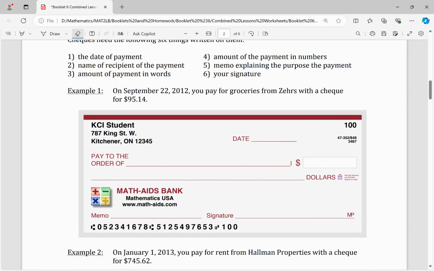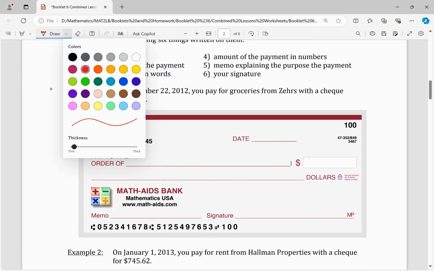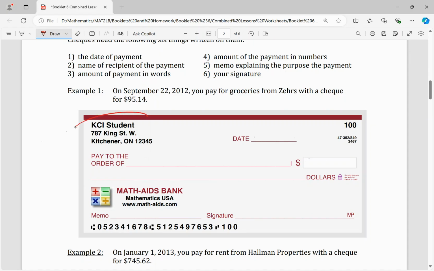Anyways, today we're going to go over how to fill that out. So here in front of me is a check. Let me just outline some of the major parts. This up here on the top left, when you get your own check, that's going to be your info. Okay, that's your name, that's your address, etc., etc.